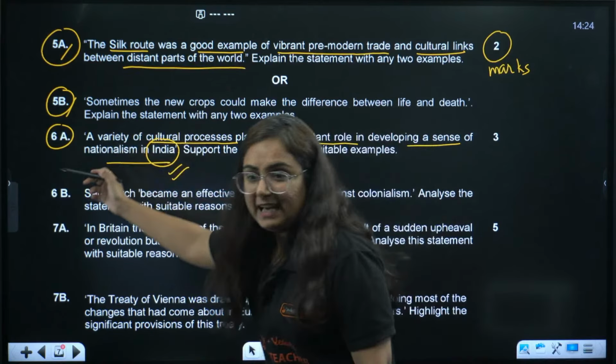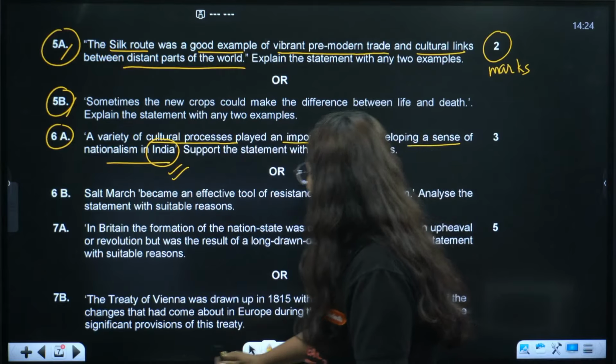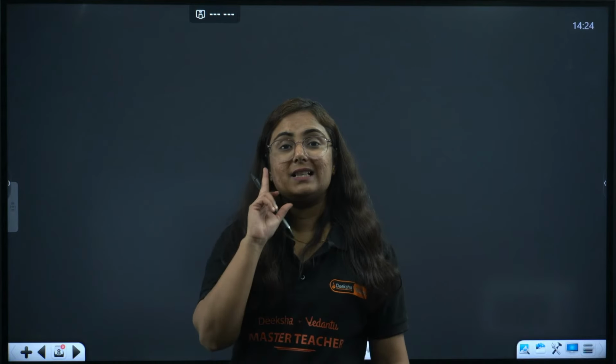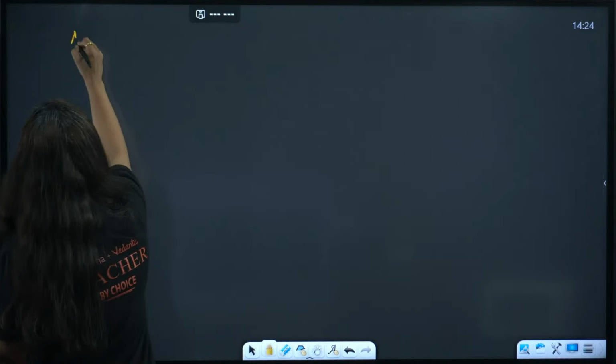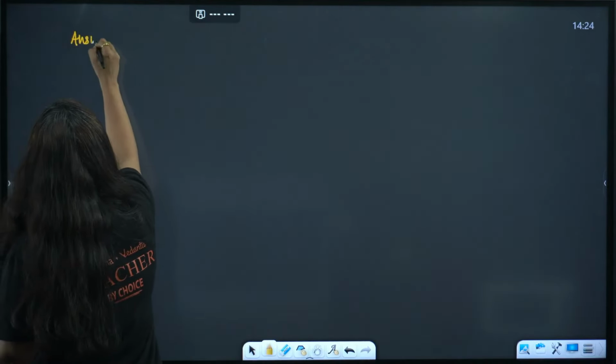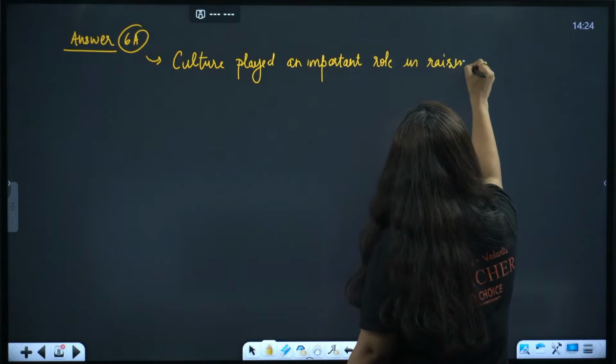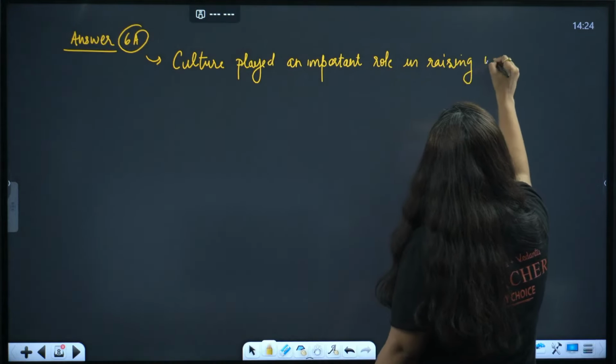Okay, 6A and 6B. So we will be discussing 6A first. Which question? 6A. How many marks does it contain? It contains 3 marks. So yes, start with an intro. Answer to the question 6A. Start with an intro that yes, culture played an important role in raising nationalist sentiments, and we agree with this statement.